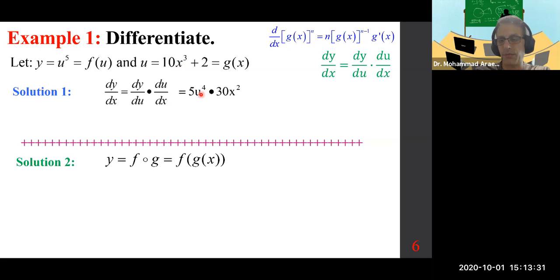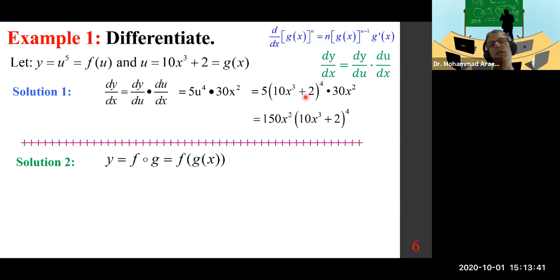You are simplifying it by putting them together in this fashion, replacing the u with 10x cubed plus 2, and finally 150x squared times (10x cubed plus 2) to the power of 4. So this is your calculus step. Then you replace the u, and then 5 times 30x squared sits in front. So this is using Leibniz notation, and it was easy to do.